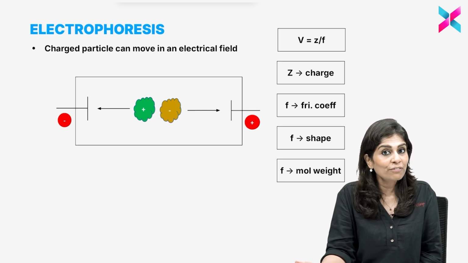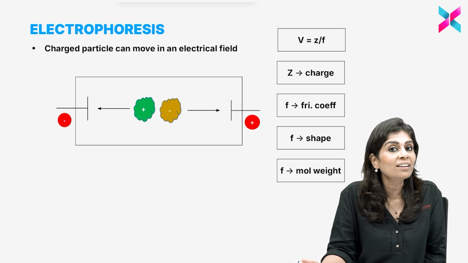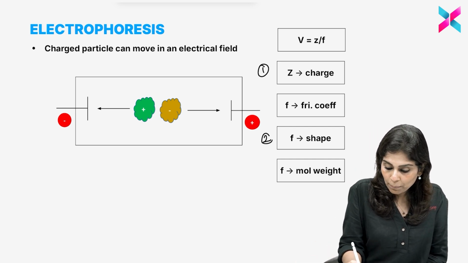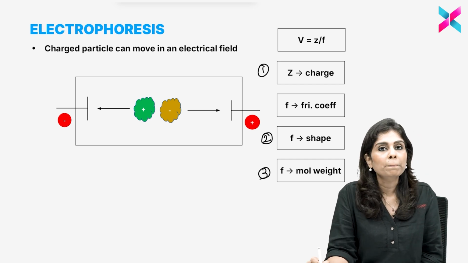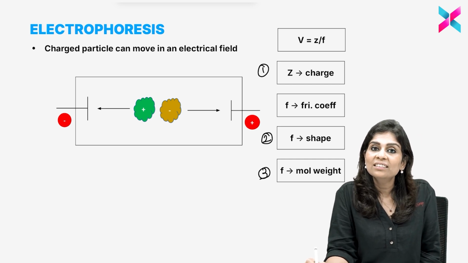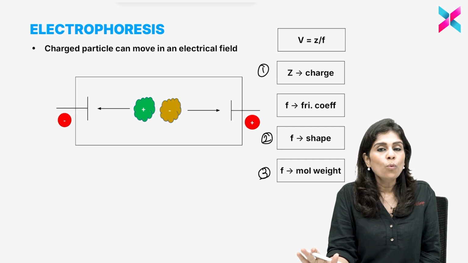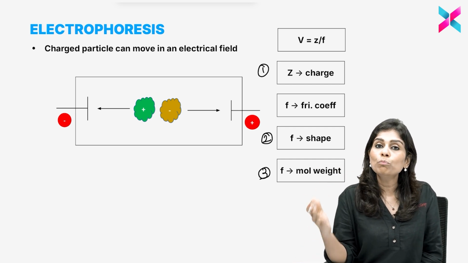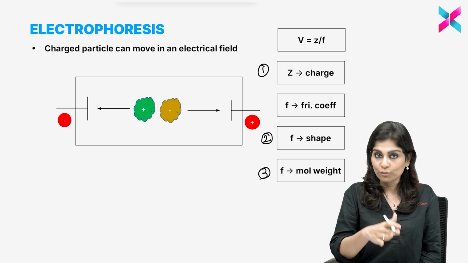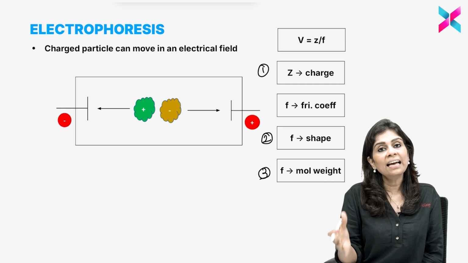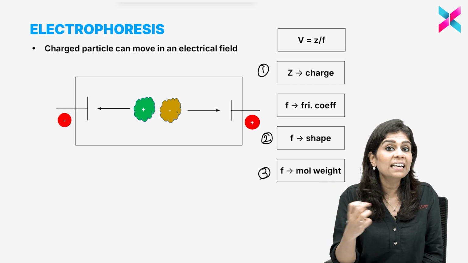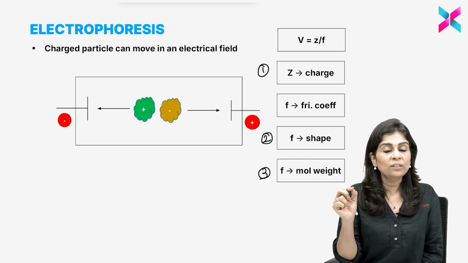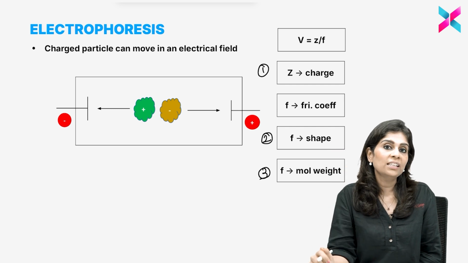Okay. What are the three factors which determine the mobility of a particle in an electrical field? Number one is charge. Number two is shape. Number three is molecular weight. Do you think this is difficult to understand? It's conceptual, right? What will happen if a particle has more number of charges? Rapidly, it will move towards the oppositely charged electrode. So, the number of charges and the rate of mobility are directly proportional. So, V and Z are directly proportional. That is why Z is placed in the numerator.